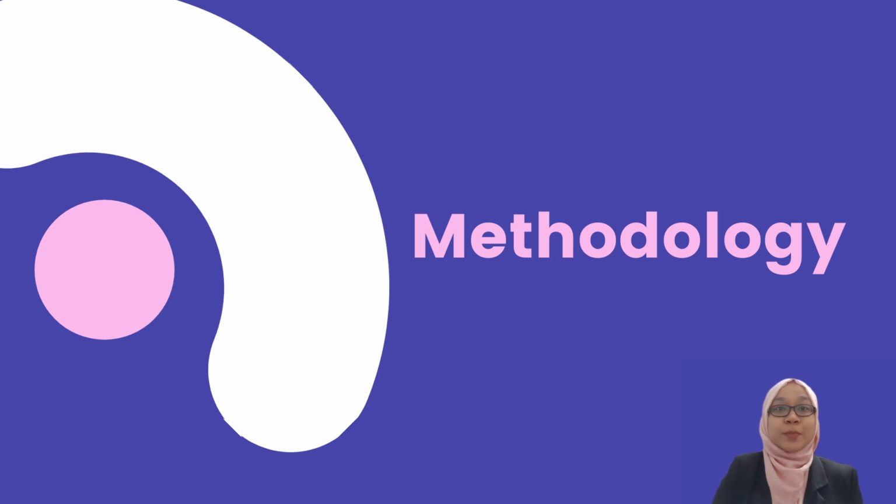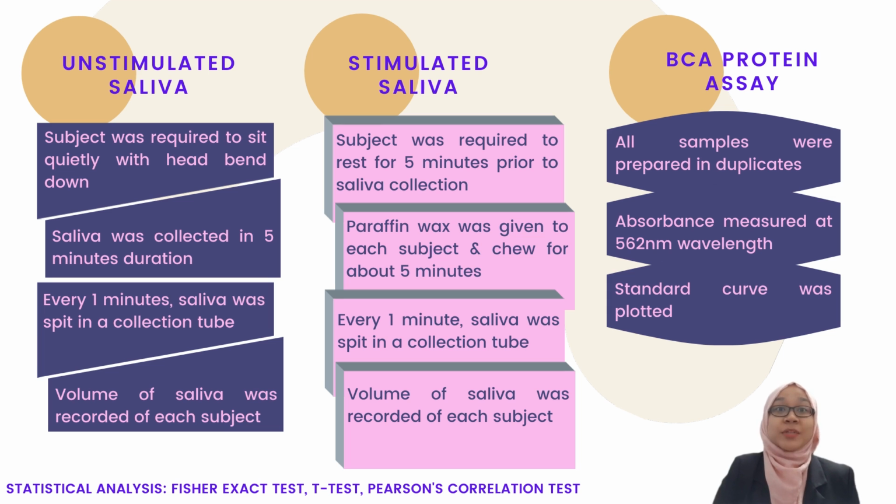Now, let's continue with the methodology part. For the protein analysis, we collected 3 to 4 mL of the stimulated and unstimulated saliva. Later in the lab, we performed bicinchoninic acid protein assay to measure the salivary total proteins in both of the saliva. All our samples were prepared in duplicates and the absorbance of samples were measured at 562 nanometer wavelength. And last, we plotted a standard curve. All data were analyzed using Fisher's exact test, t-test, and Pearson's correlation test.